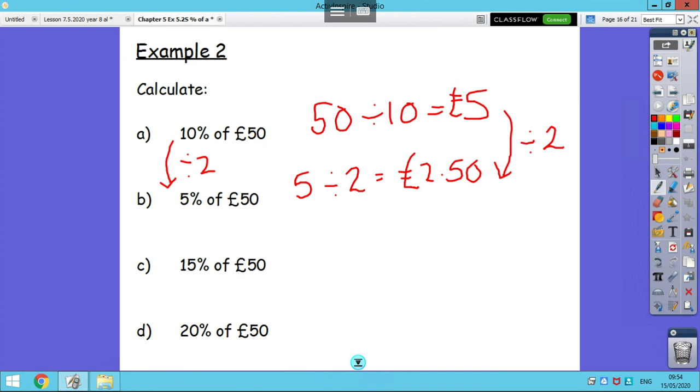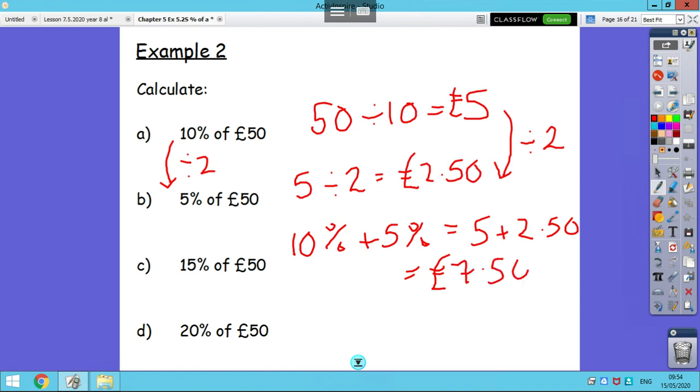To find 15%, well, we could use our 10% and our 5% and add them together. So that would be £5 add £2.50, which is £7.50. So that's 15% of £50 is £7.50.